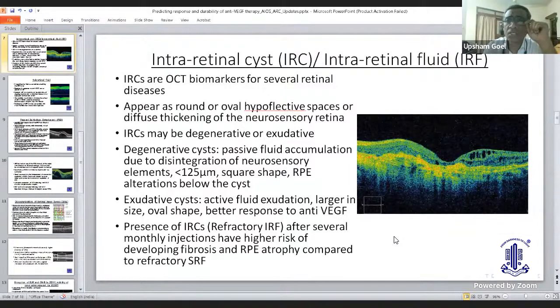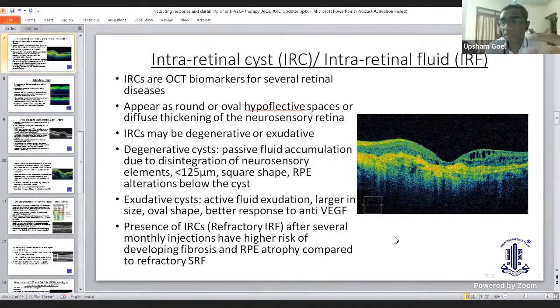The intraretinal cysts are, of course, we know primarily there are two fluids that we'll be looking at: the intraretinal fluid as well as the subretinal fluid. And IRCs are the worst fluid to have. They can go away more easily, but they are the worst fluid to have because they normally would be associated with a greater disruption of the anatomy of the retina itself.